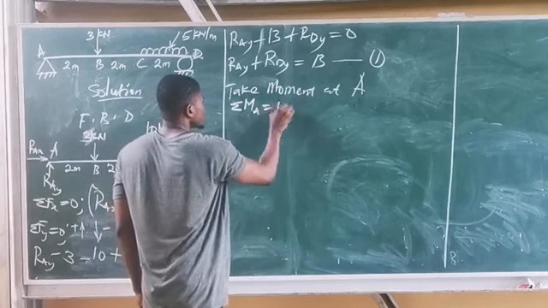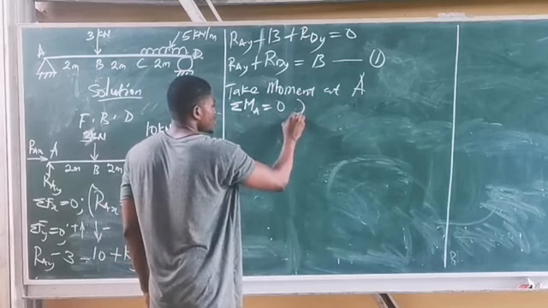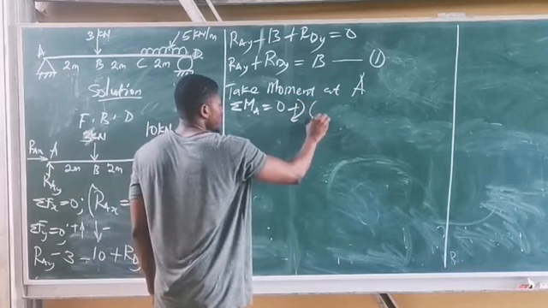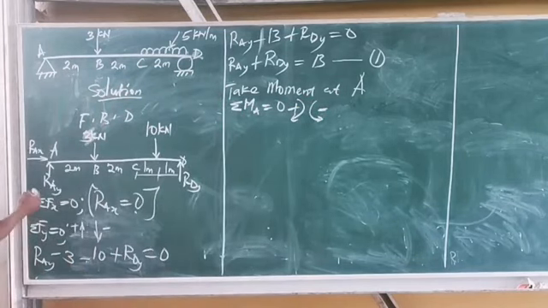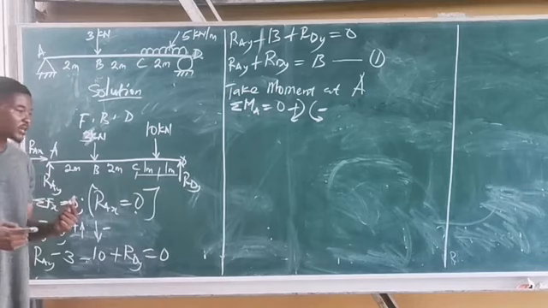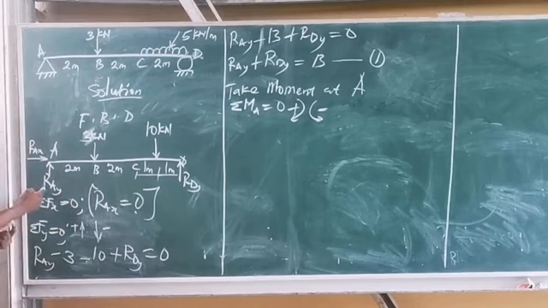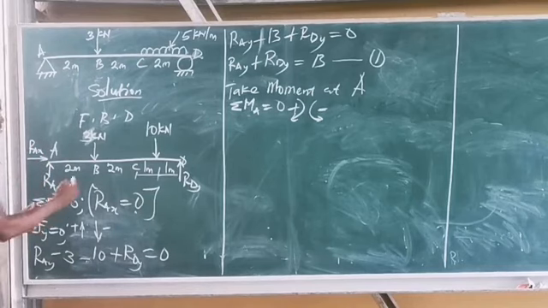So summation of moment at point A is equal to 0. Let's consider clockwise moment to be positive, anti-clockwise moment to be negative. Alright? So the moment of these two forces, RAY and RAX, at this point is 0. Because moment is force times distance. I've said this over and over. And there is no distance between RAY and RAX at point A. So the distance is 0. Therefore, 0 times these forces will give us 0.